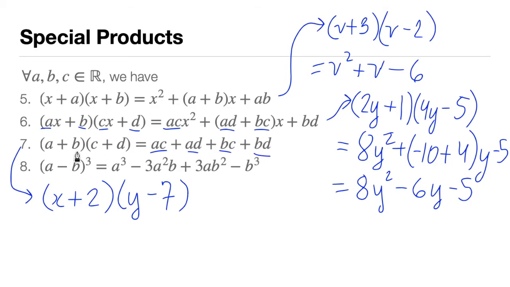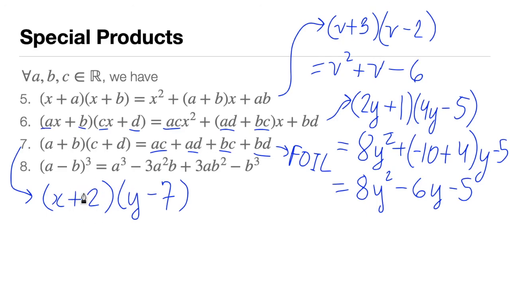Actually, this number 7 is what we call our FOIL method. The FOIL method means first, outer, inner, and last. So we're going to add the product of those numbers. If we follow the FOIL method, this is actually the standard way of multiplying binomials.